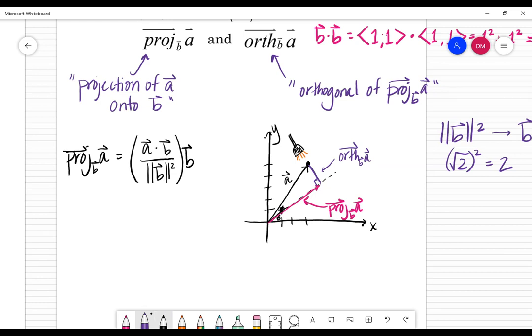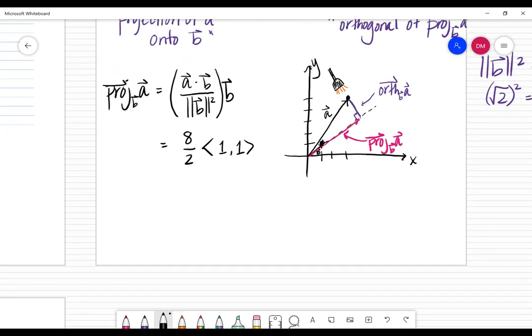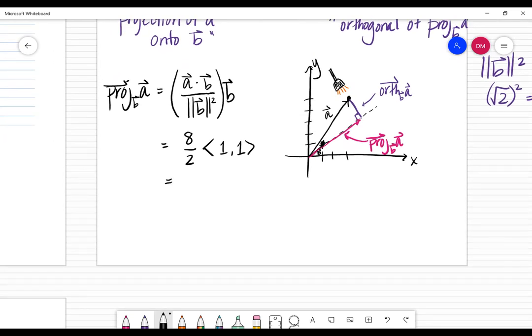Either way, same thing. You can decide how you want to memorize that. So if I do that, if I take this little formula inside of the parentheses part, I am going to get 8 over 2, and then I'm going to use that as a scalar multiple multiplied by B, which is 1, 1. So essentially my projection here would be the new vector 4, 4, which if I look at my drawing makes sense.